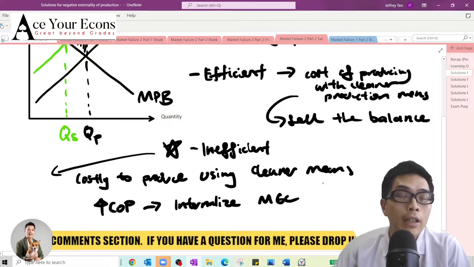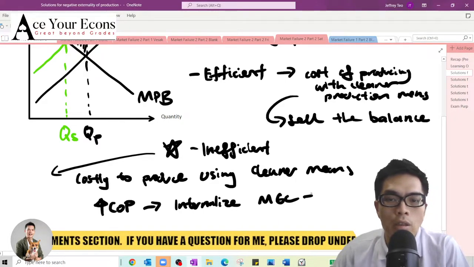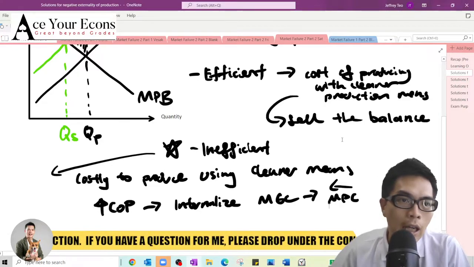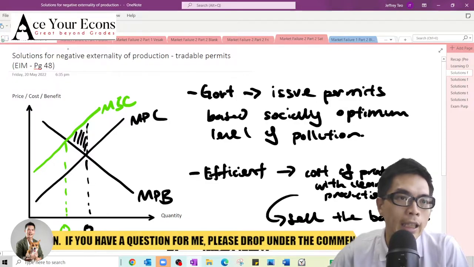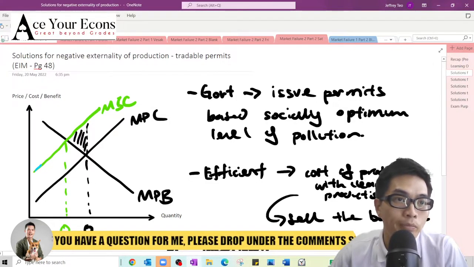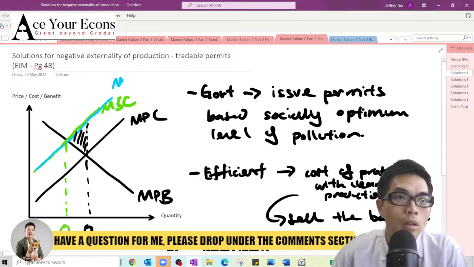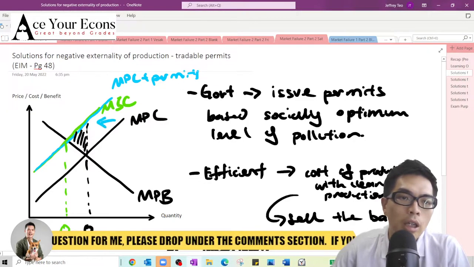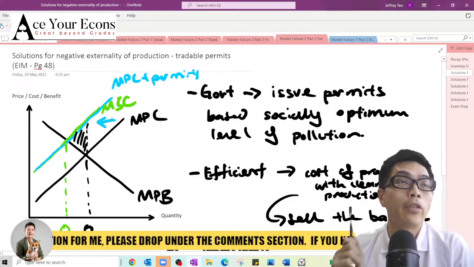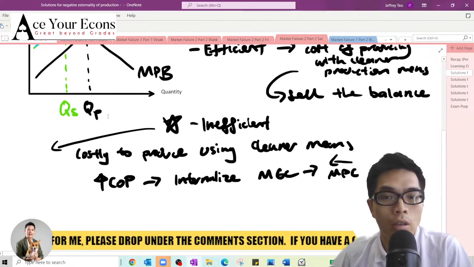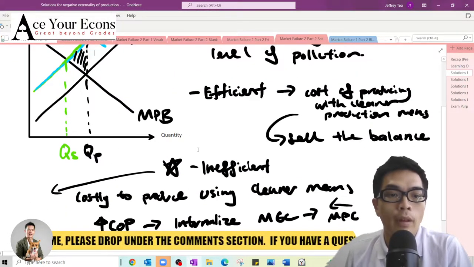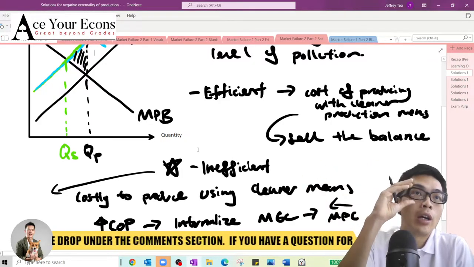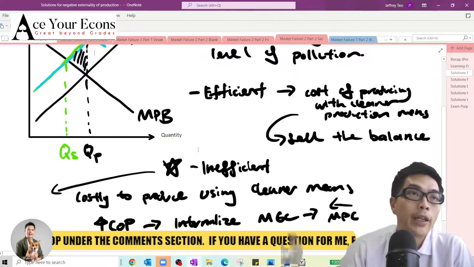And when they internalize the external costs, then your MPC curve will shift to the left. So this is how it works. It works exactly like a tax. See? Here, MPC plus permits. So the dirty firms will have to internalize the external costs by spending extra economic resource or extra revenue to acquire permits.